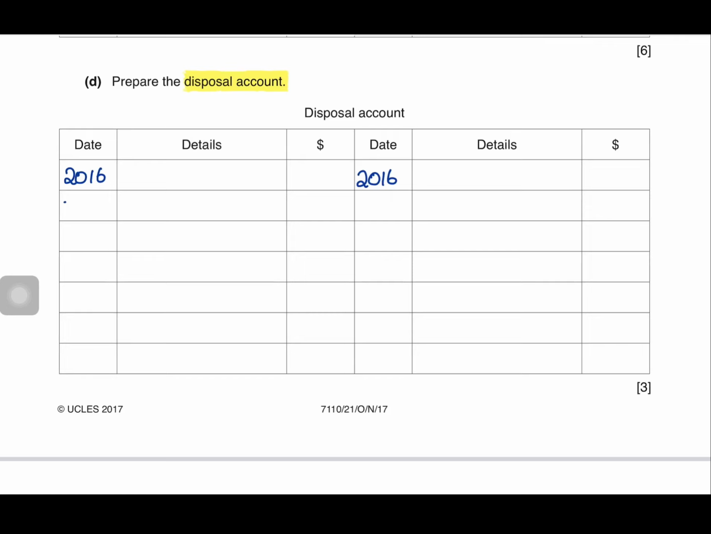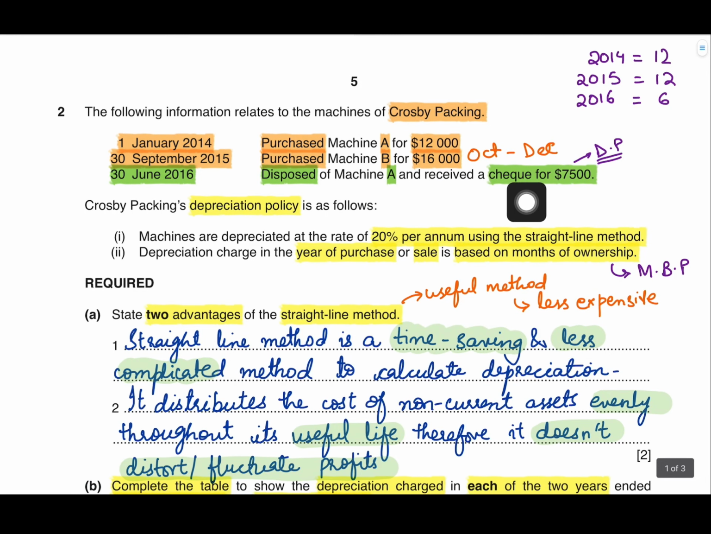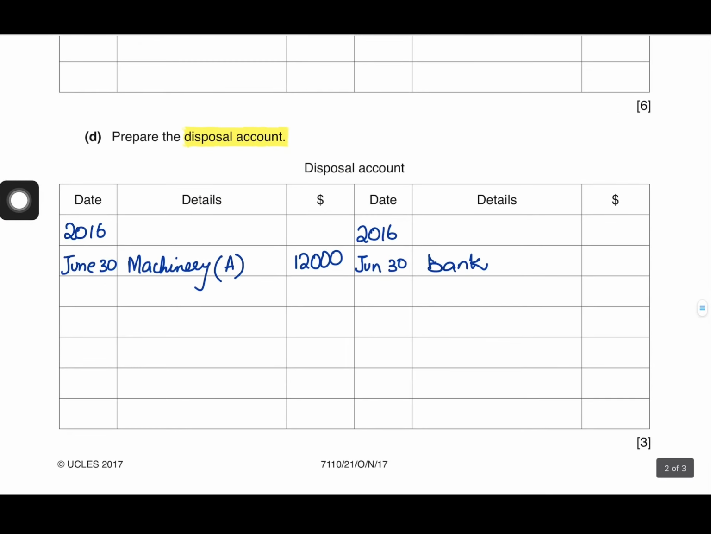First we will do what? On June 30th we will write down the cost, and that was machinery A, its cost, right? The cost was $12,000. Then what else happened? We disposed it off, and we received how much? The disposal proceeds, you can write bank because this was received through check, I think. Yes, a check was received for $7,500 on 30th June. So $7,500 is being received against this disposal.